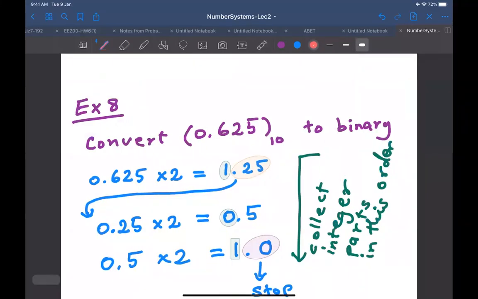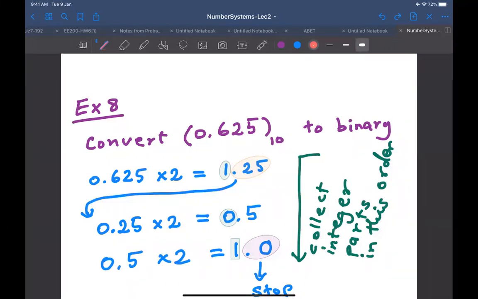So we would like to convert 0.625 in decimal to binary. So what is our target base here? It's 2, right? So we keep multiplying the fraction by 2. So we start with 0.625 times 2 is 1.25.